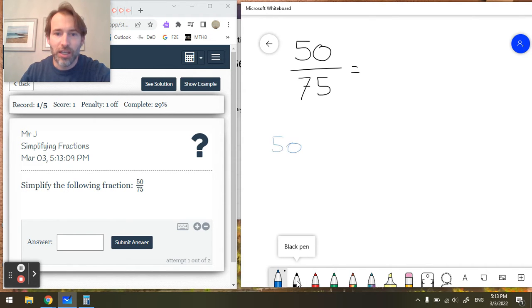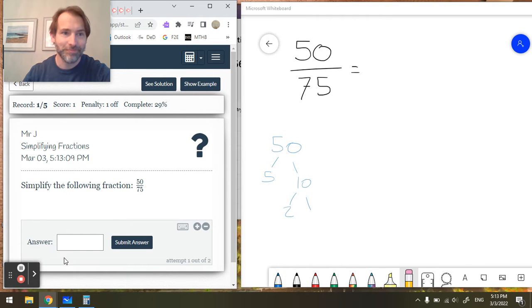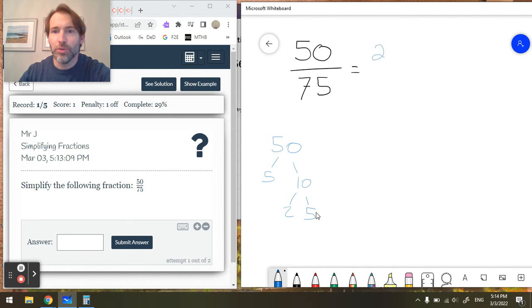Here is 50, and I know that that's 5 times 10. Give me a second. 10 is 2 times 5, Mr. Jennings. Okay, so I can write this as 2 times 5 times 5, 2 times 5 squared. 5 times 5 is 25, so 5 squared. All right, and then I divide that by 75.